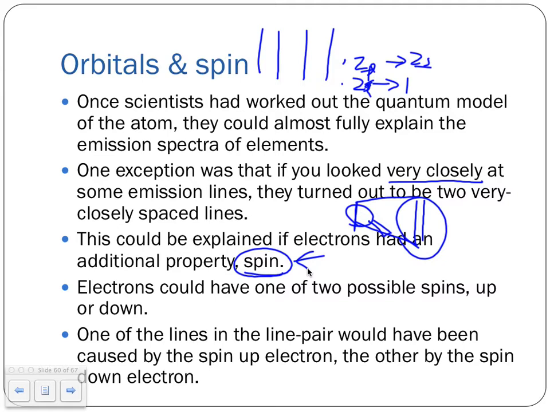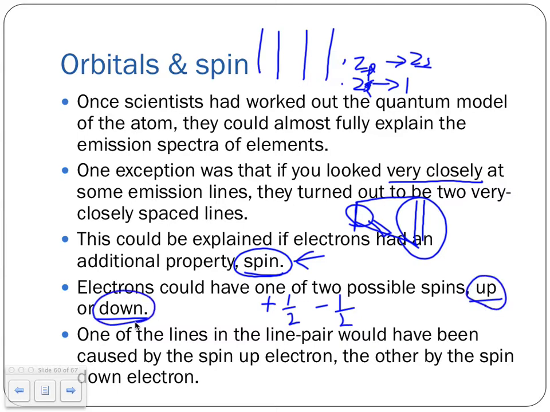So if these electrons have this property called spin, there are 2 possible spins that they can have. They're called spin up or spin down. Numerically, they're +1/2 and -1/2. Those are the numerical values for them, but usually in chemistry we just call them spin up and spin down.